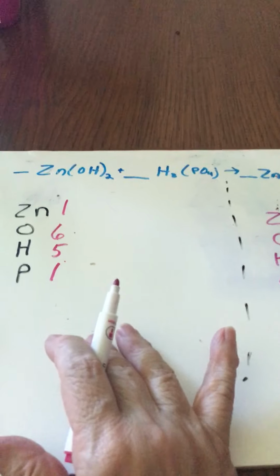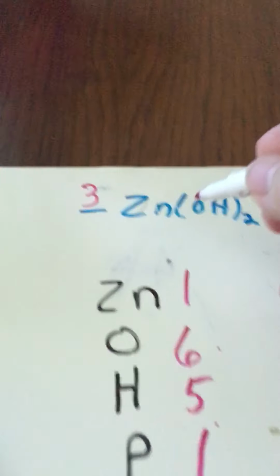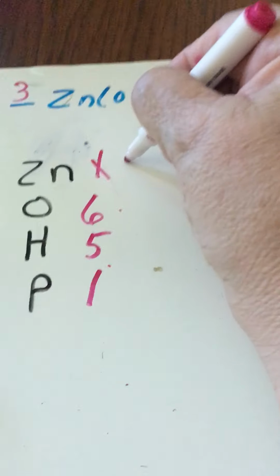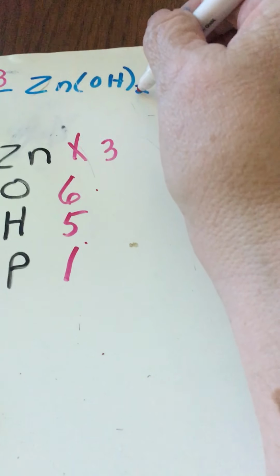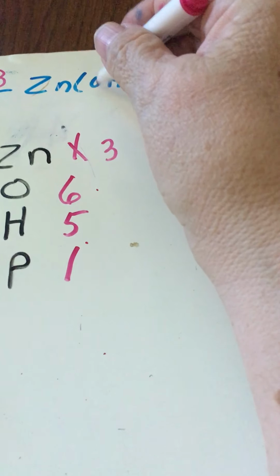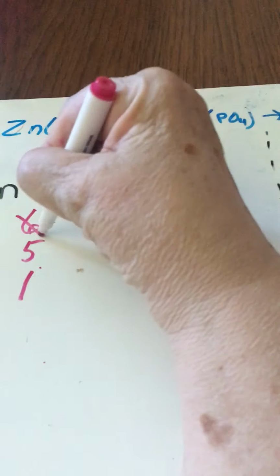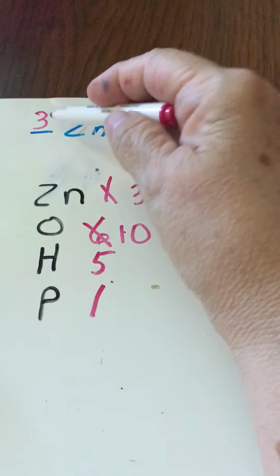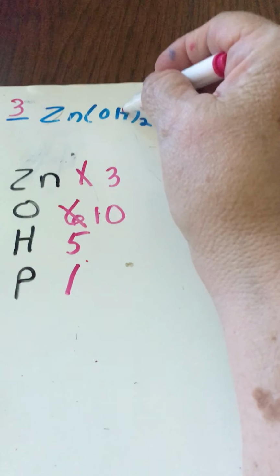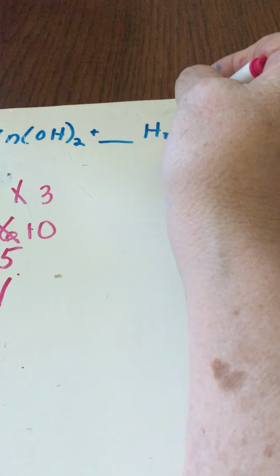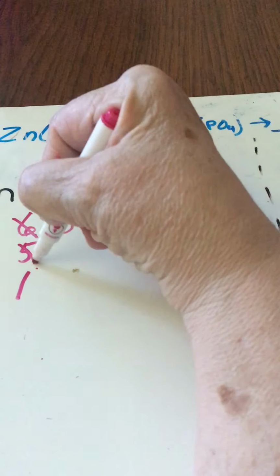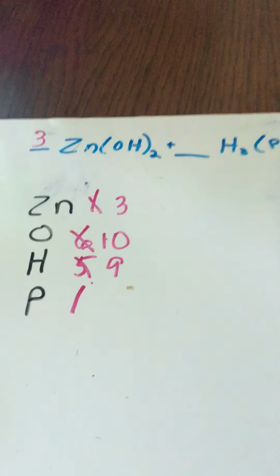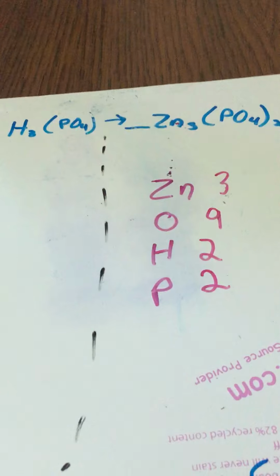Okay, I think I will start by balancing the zincs over here. So we have 3 on this side, we need 3 up here, and we need to recount. It's 3, so we have 2 oxygen times 3 is 6, plus 4 is 10. We have 2 hydrogen times 3 is 6, plus 3 is 9.